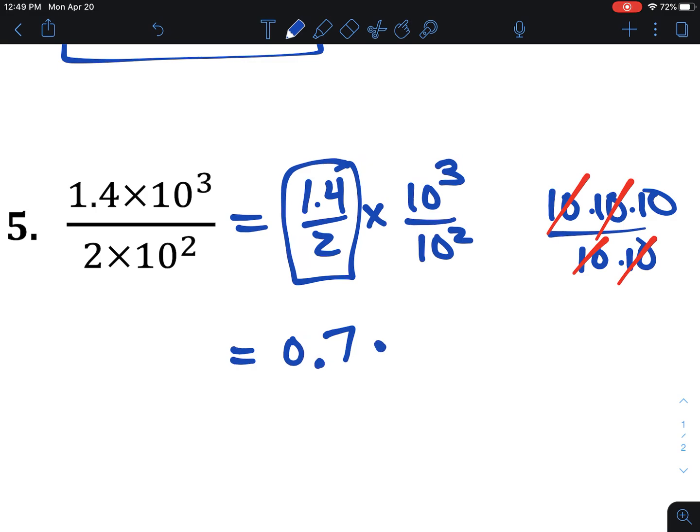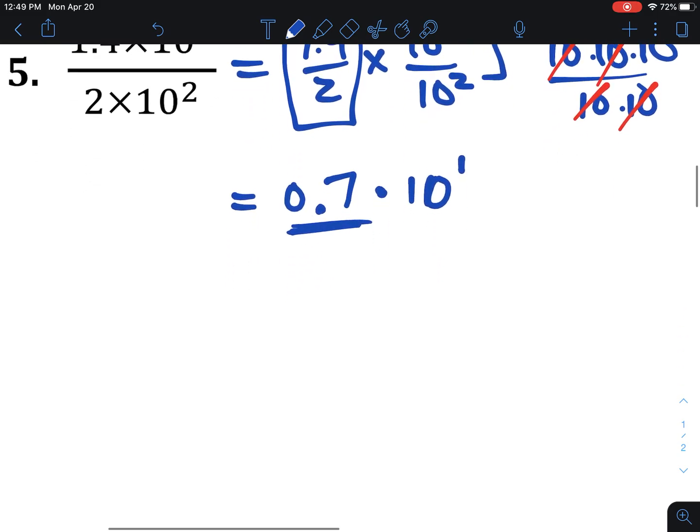There's only 1 power of 10 left, which is why this is times 10 to the 1st, because we subtract the exponents when we're dividing. That's our division rule there. We keep the base, subtract the exponents. So this is not scientific though, because 0.7 is too small. Got to be between 1 and 10.